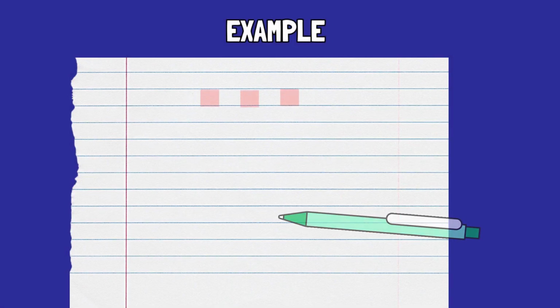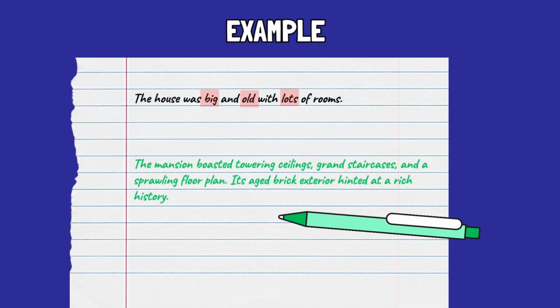Take a look at this example. The original sentence uses generic descriptors such as big and old to describe the house. This doesn't provide much detail for the reader to imagine the house. The revised sentence replaces big with more specific details like towering ceilings and grand staircases, and old with aged brick exterior. This paints a much clearer picture in the reader's mind, making the description more vivid and engaging.